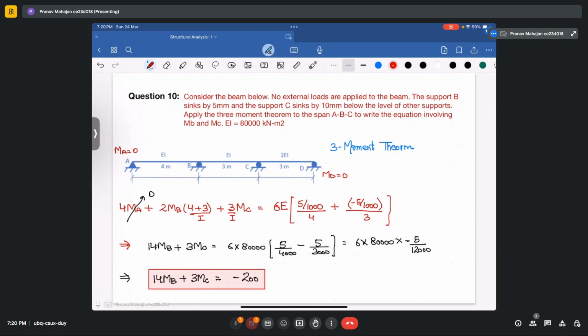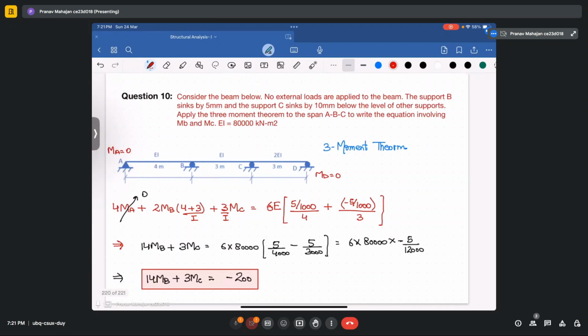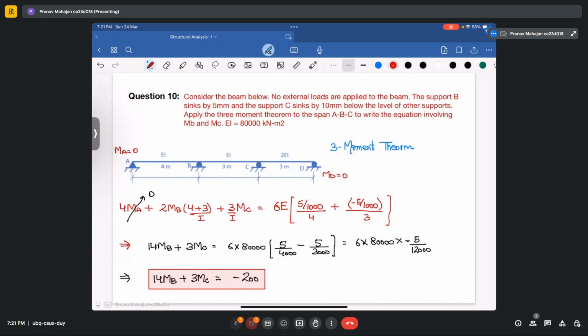Finally, we have done another question for the three moment theorem, and in this there is relative displacement of the supports, and to determine that, we have applied the equation and determined the value for the span ABC. If we again solve the question and determine the values for the span BCD, we will get the values of MB and MC when we solve the two equations, and then we can plot and get the BMD for this whole beam. So this is what we have covered in this whole week.